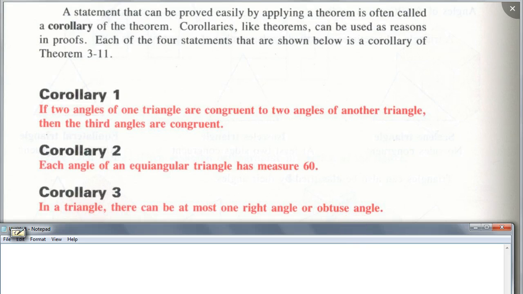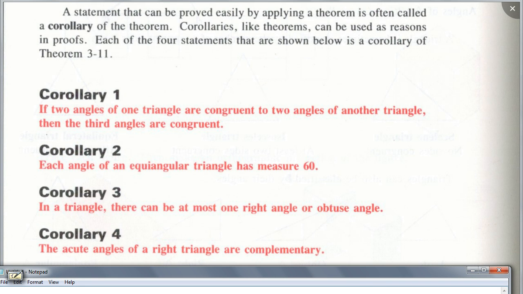And he says in a triangle, there can be at most one right angle or one obtuse angle. That's really obvious, right? Why not? Because the sum will be either 180 or more than 180 just by adding two of the angles. And lastly, the acute angles of a right triangle are complementary. What does that mean? This one you might have to think about. By the way, if you have a right triangle, how many other angles do you have? Two. These are acute, aren't they? Because there can only be one right angle. What do they mean by this?